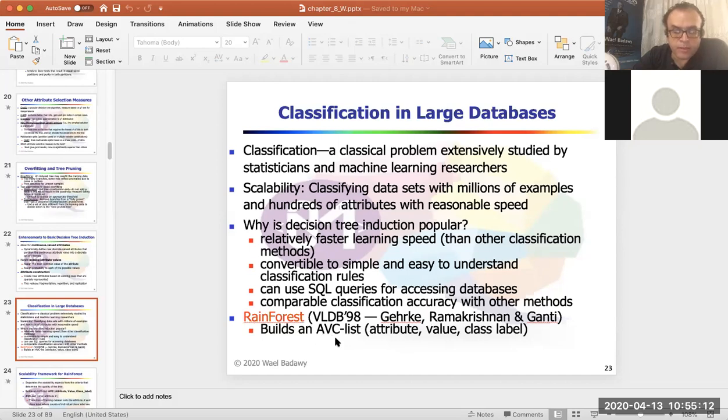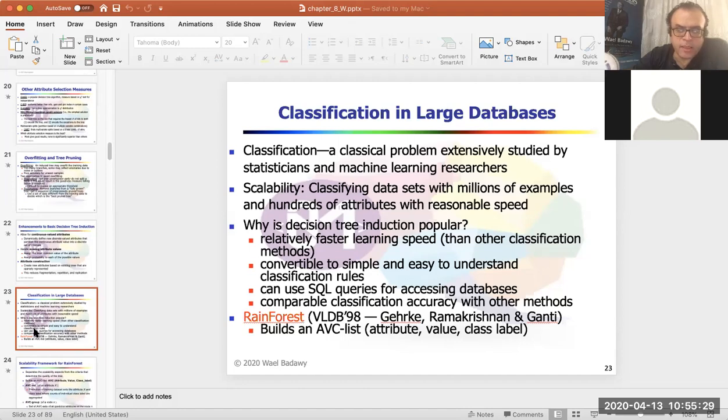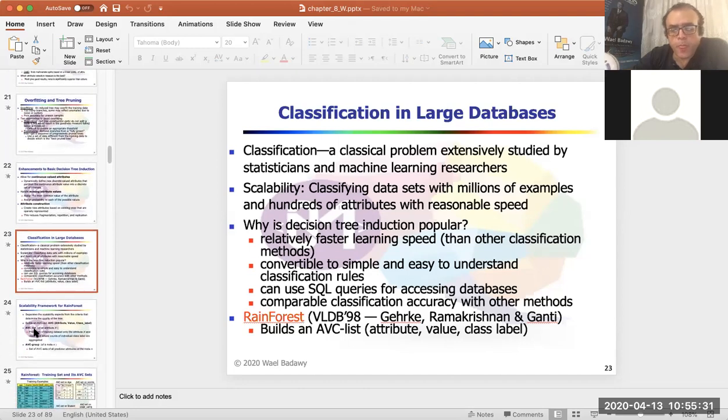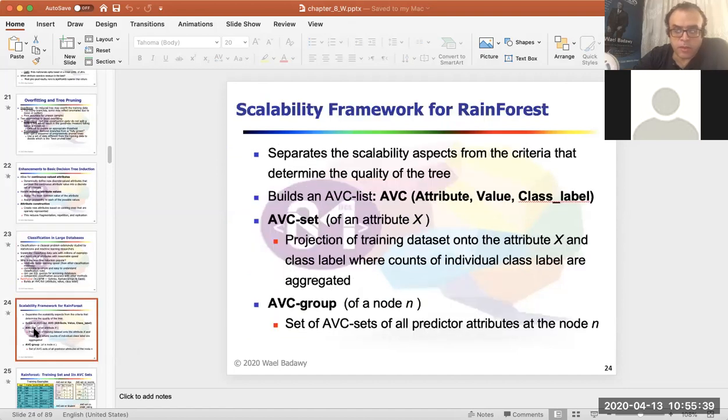So you can see here we talk about the RainForest algorithm, which was introduced in 1998. This RainForest basically creates a list of attributes, values, and then class labels, which is an approach of doing indexing in a different way. One note for you here: if you look at these particular concepts, you have to verify the dates of these particular concepts.